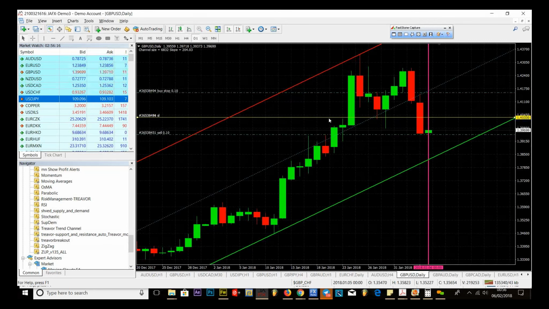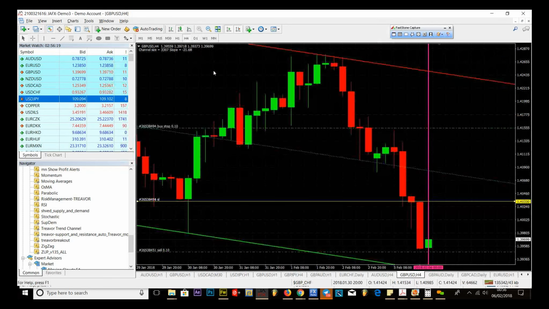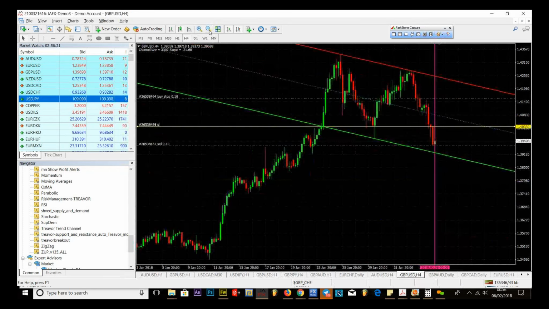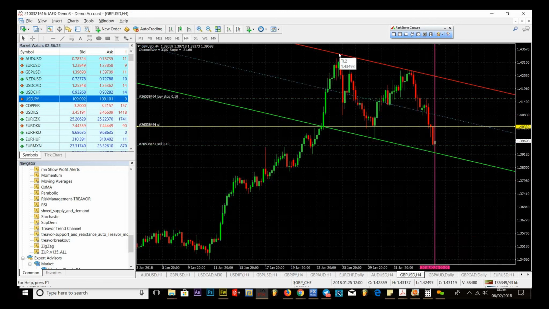Okay, so the same principle applies, like I talked about. If it goes up, you sell there. When it comes down to the downside, you buy. It goes up, you sell here.